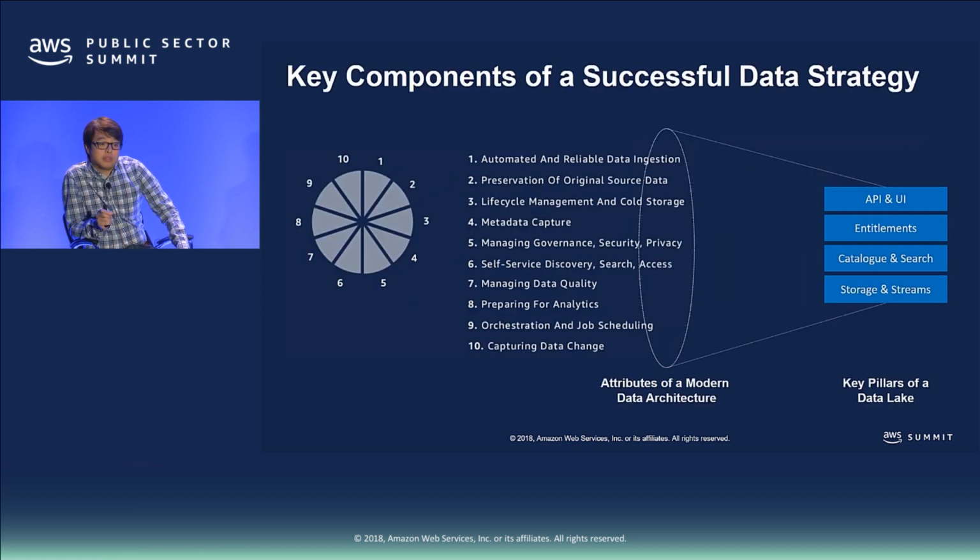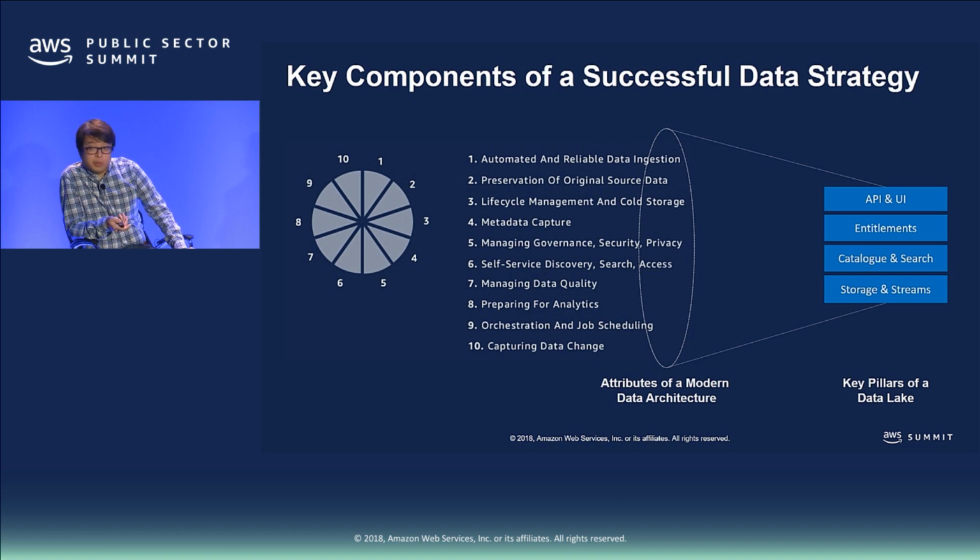And so the key components of a successful data strategy are as follows, right? You have 1 to 10 there, and we'll go through each of them, so don't feel the need to take a picture right now. But all of these map to those key tenets of a data lake, right? You need to have entitlements for your objects in S3. You need the ability to catalog and search on those objects. You need to have some way of storing and processing streaming data. All these map to those core tenets. So let's go ahead and go through each one of those, right?